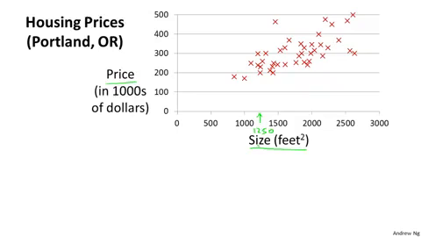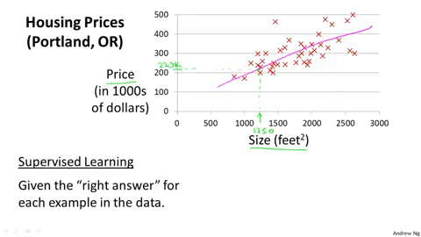Well, one thing you could do is fit a model, maybe fit a straight line to this data. That might look something like that. And based on that, maybe you could tell your friend that they can maybe sell the house for around $220,000. So this is an example of a supervised learning algorithm, and it's supervised learning because we're given the "right answer" for each of our examples.